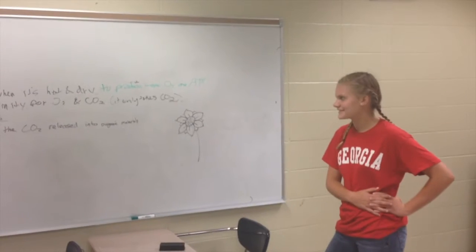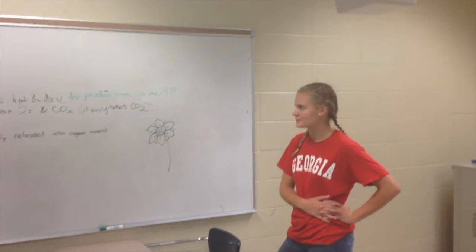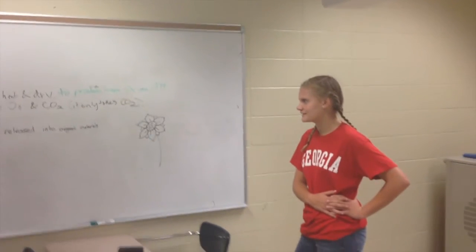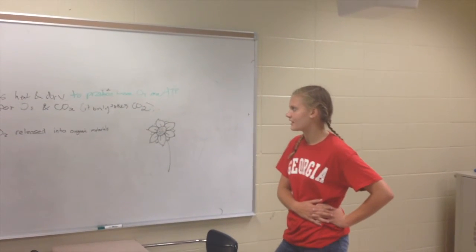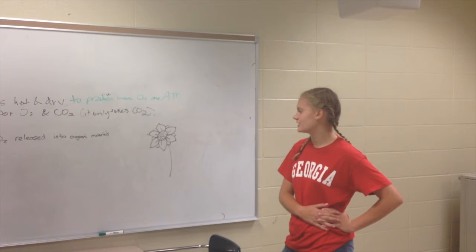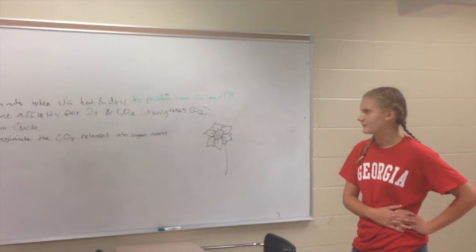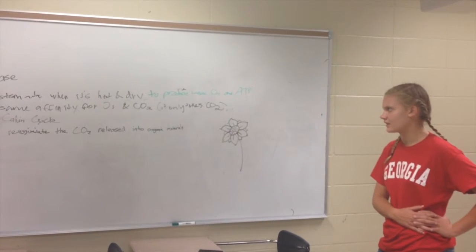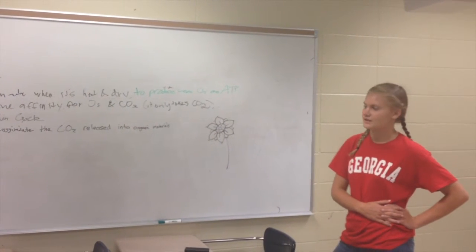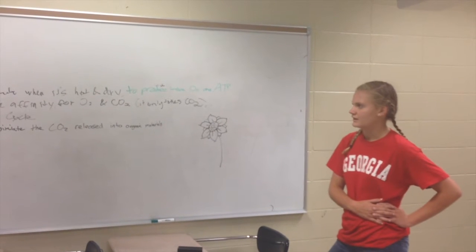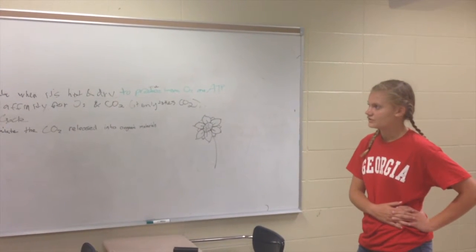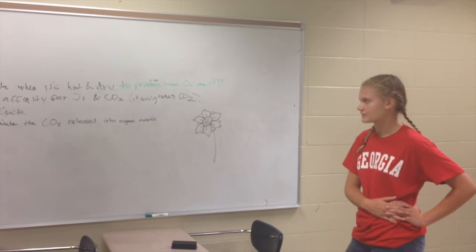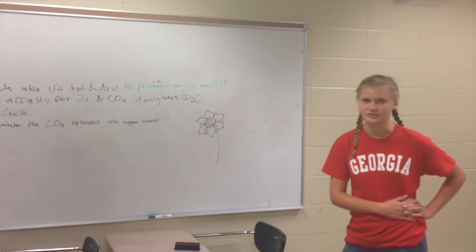C4 plants always use the Calvin cycle, but instead use PEP carboxylase instead of rubisco. C4 plants can close their stomata when it's hot and dry to produce more oxygen and ATP. And PEP carboxylase does not have the same affinity for oxygen and carbon dioxide, meaning it only takes in carbon dioxide. But they do use rubisco to reassimilate the carbon dioxide released into organic materials.